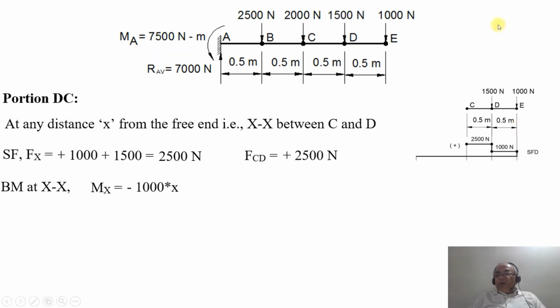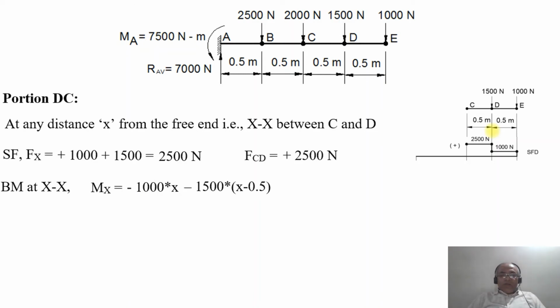Then as we know, the distance between XX to E is x. So what will be the distance between XX to D? It will be x minus 0.5. So therefore, minus 1500 into x minus 0.5.